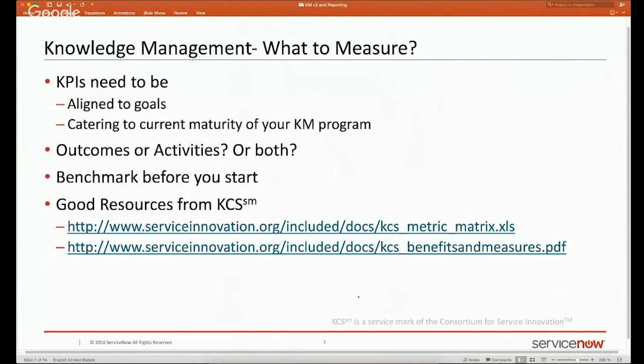The other one is the KCS benefits and measures PDF. This one actually is very good in terms of finding out what to measure at what maturity of your KCS program, whether you are in the initial stages, adoption, proficiency. Depending upon which stage you are, what are the metrics that you want to measure. Highly recommended.